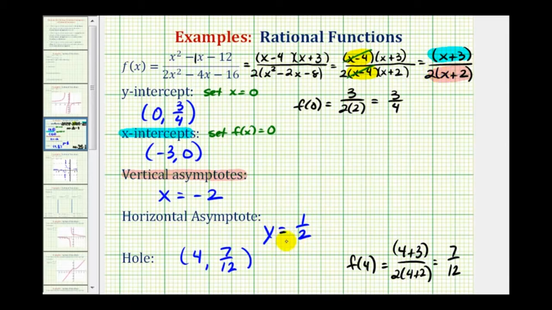Using this shortcut, remember, if the degree of the numerator was less than the degree of the denominator, then the horizontal asymptote would be y equals 0. And if the degree of the numerator was greater than the degree of the denominator, there would be no horizontal asymptote. Let's go ahead and verify our work by graphing the function.